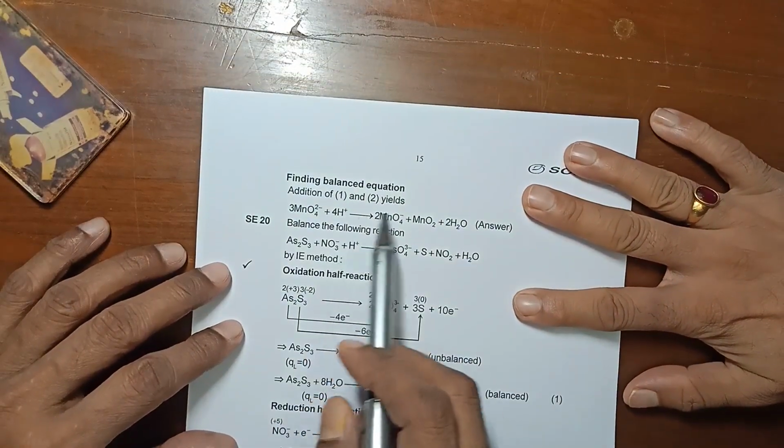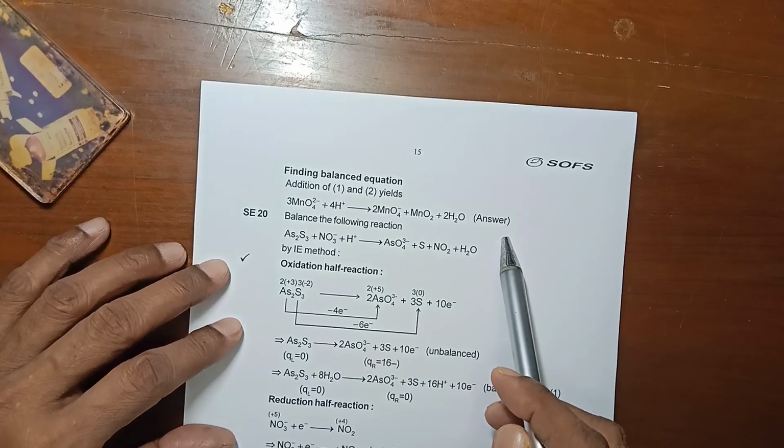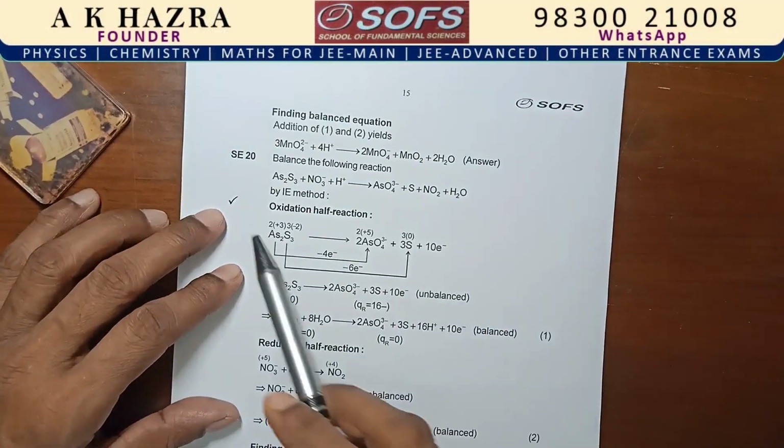And if we add equation number 1 and 2, electrons are already balanced. So we will have this. This is a balanced equation. Now, sample example number 20.